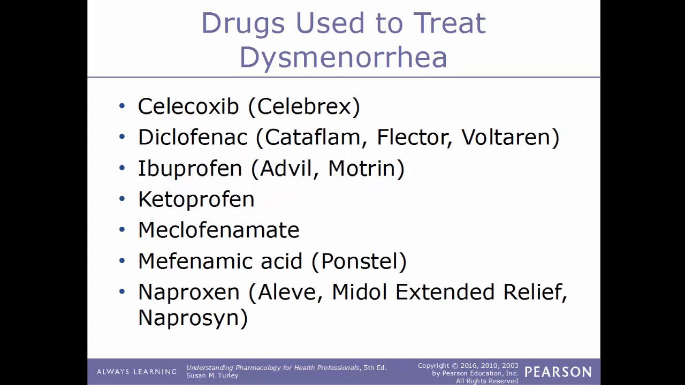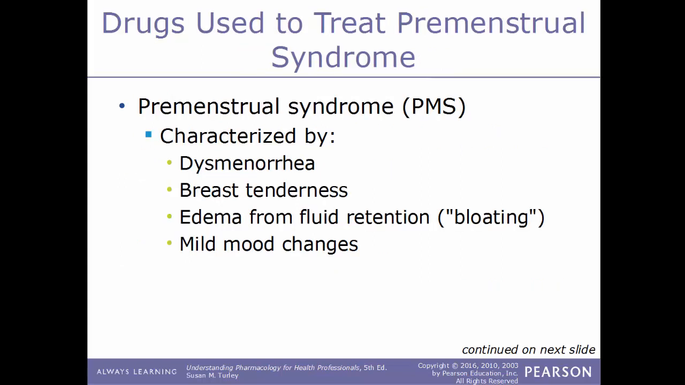Some examples of drugs that are used to treat dysmenorrhea: celecoxib, also known by the trade name Celebrex, diclofenac, also known by its trade names Cataflam, Flector, and Voltaren, ibuprofen, more commonly known as Advil and Motrin, ketoprofen, meclofenamate, mefenamic acid, also known by the trade name Ponstel, and naproxen, also known by the trade names Aleve or Midol Extended Relief or Naprosyn. Now we'll talk about drugs that are used to treat PMS, premenstrual syndrome.